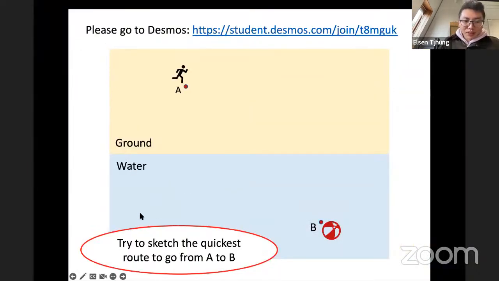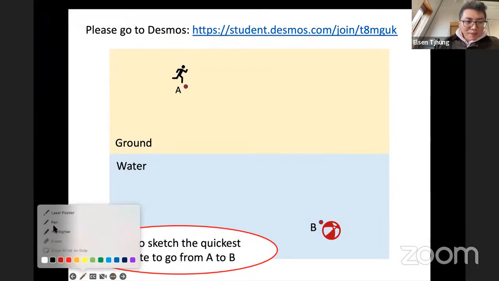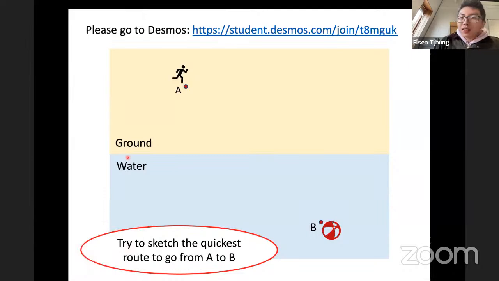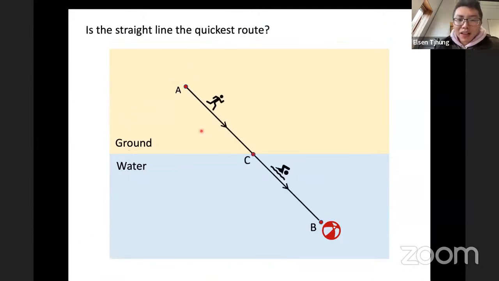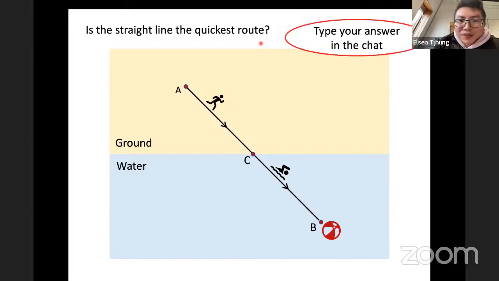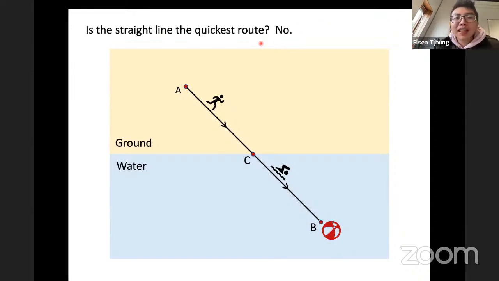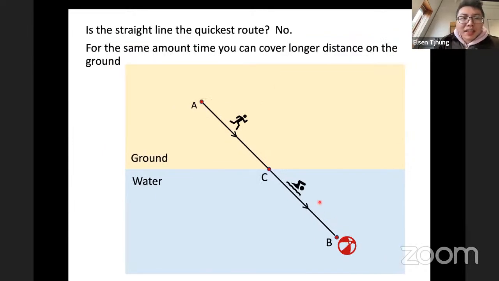So let's try to sketch the quickest route. Okay, you have answered this question already. So is the straight line the quickest route? Elliot and the other person said no. So straight line is not actually the quickest route to go from A to B. The reason is basically for the same amount of time, you can cover longer distance on the ground than on the water, because you can run faster on the ground than you can swim in the water.